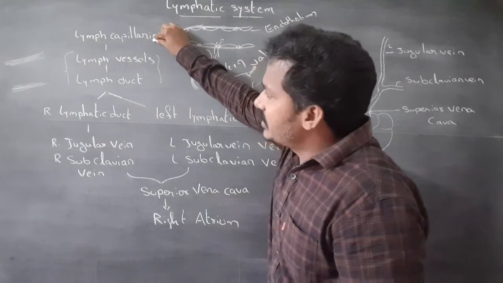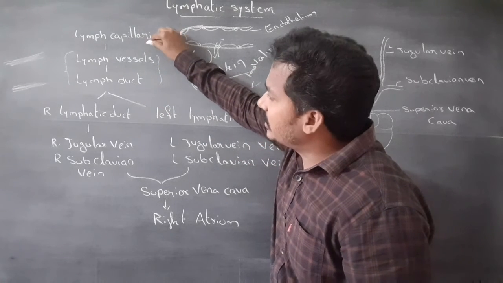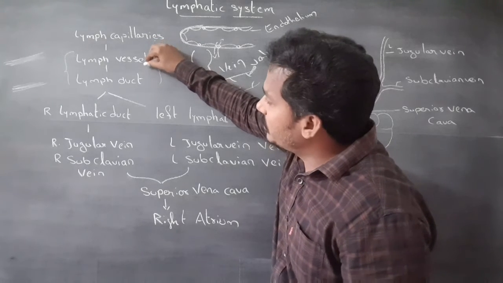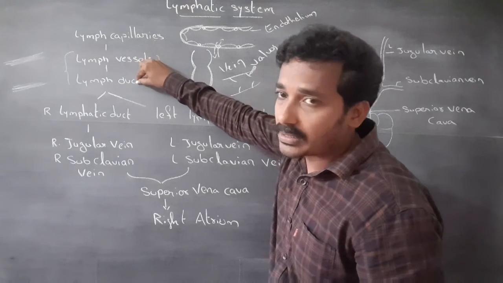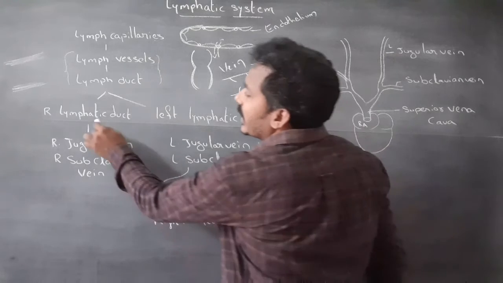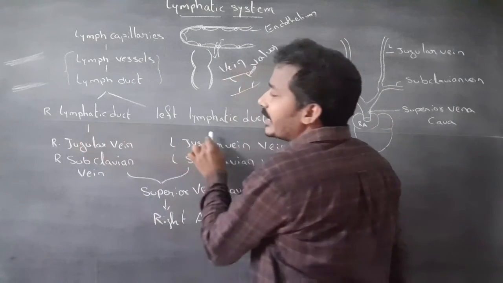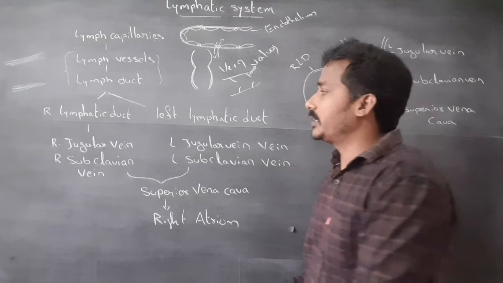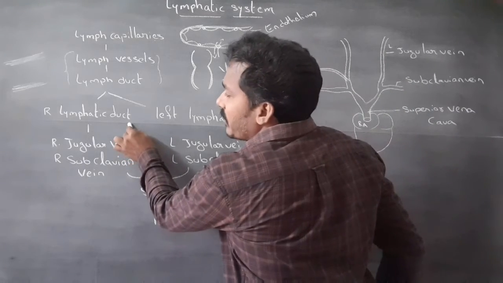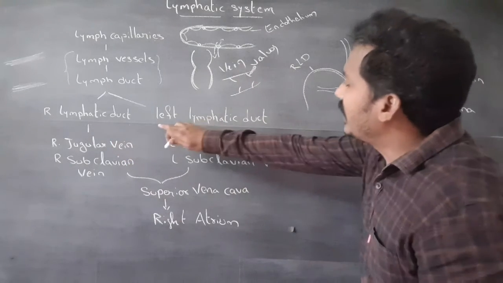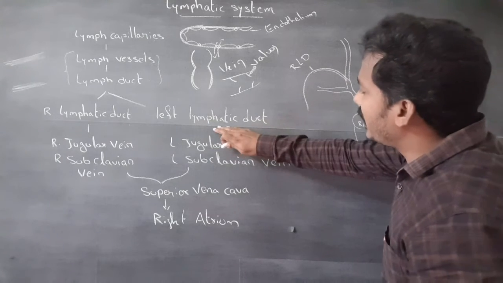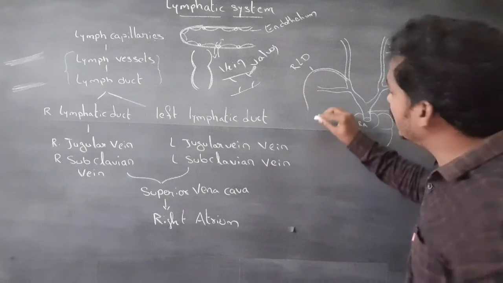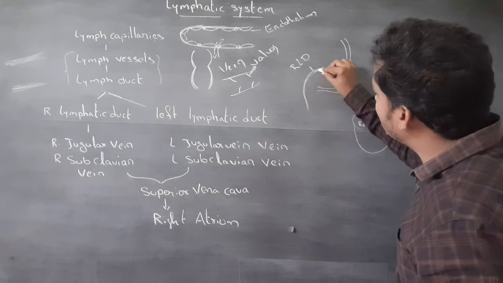Lymph capillaries connect to form lymph vessels, and the lymph vessels merge to form lymph ducts. These lymph ducts are the right lymphatic duct and the left lymphatic duct.